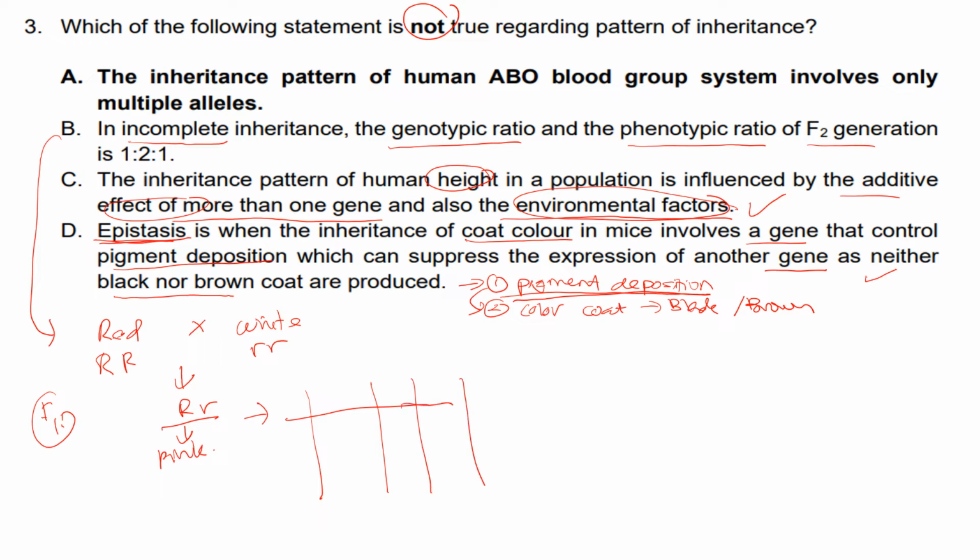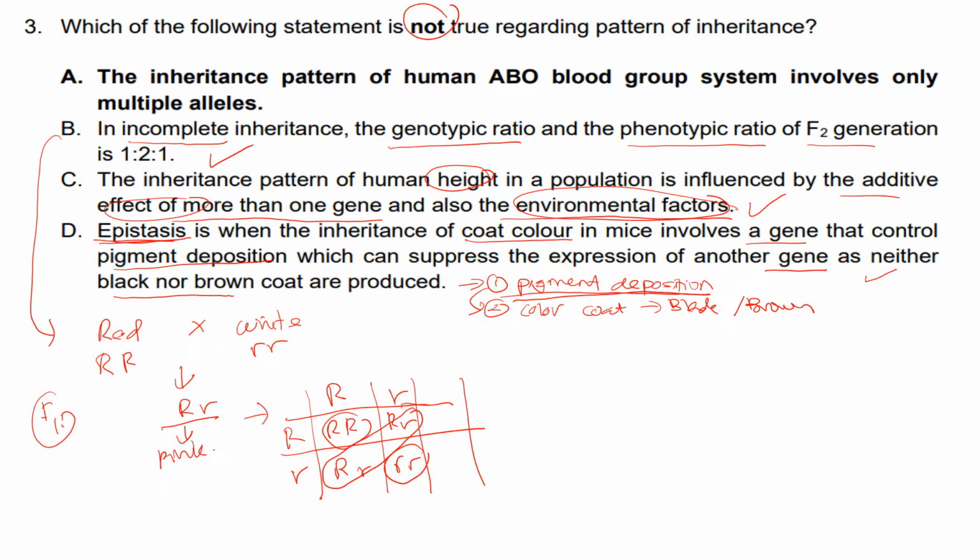So this is the genotype of the F2 generation: capital R capital R, capital R small r, capital R small r, small r small r. So you will get 1 red to 2 pink to 1 white. The phenotypic ratio is the same as the genotypic ratio for the F2 generation. So statement B is correct.